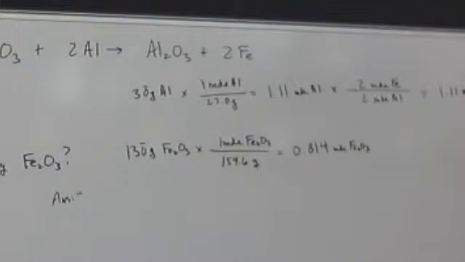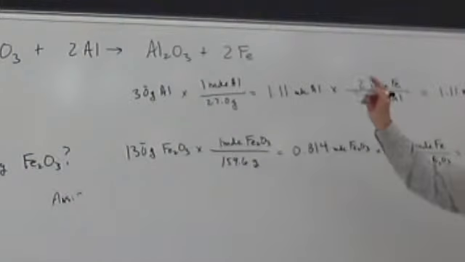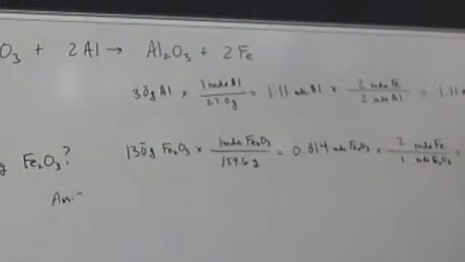But I really want to know how much iron I can produce, so I set up a factor. This time it looks like moles of iron, because that's what I'm looking for, over moles of iron 3 oxide. And what is the ratio between these? 2 to 1. Where do those numbers come from? The balanced chemical equation.